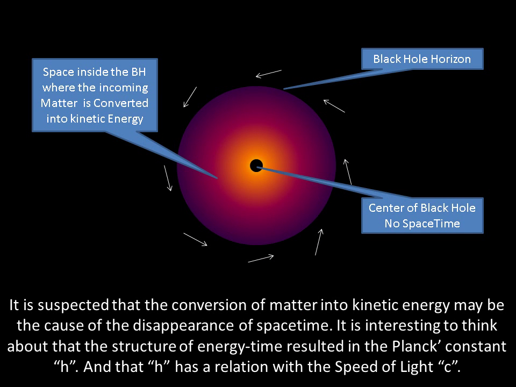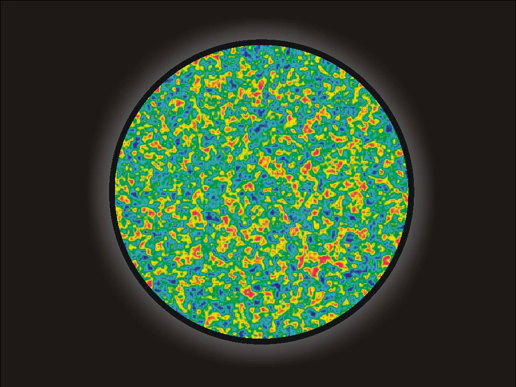It is suspected that the conversion of matter into kinetic energy may be the cause of the disappearance of spacetime. It is interesting to think about that the structure of energy-time resulted in the Planck constant h, and that h has a relation with the c. The photons are converted to mass that form the galaxies with black holes in their centers.